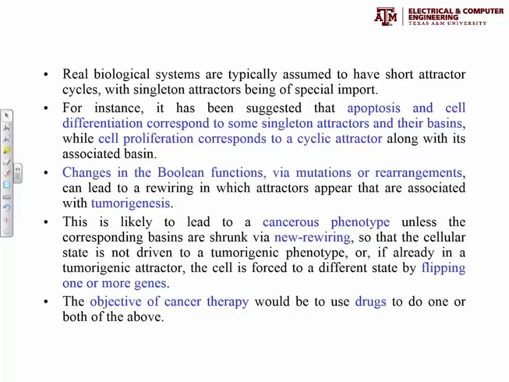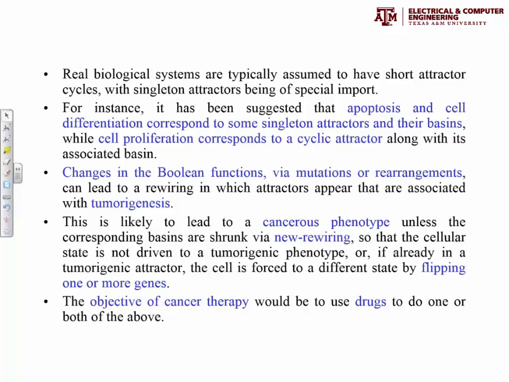Now, if you make changes in the Boolean functions via mutations or rearrangements, you would change the attractor landscape. And that could lead to diseases such as cancer. It could cause tumors. So changes like that are likely to lead to a cancerous phenotype unless the corresponding basins are shrunk by a new rewiring so that the cellular state is not driven to a tumorigenic phenotype, or if already in a tumorigenic attractor, the cell is forced to a different state by flipping one or more genes.